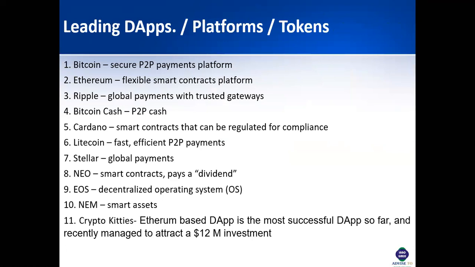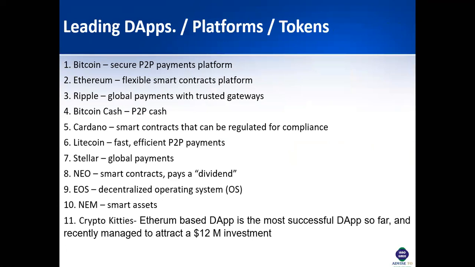Similarly, the next DApp listed here: Ripple is a global payment system with trusted gateways. Bitcoin Cash is also a DApp for P2P cash transactions. Next I have listed Cardano, smart contracts that can be regulated for compliance. Then Litecoin, fast, efficient P2P payments. Next is Stellar, another global payment decentralized application.